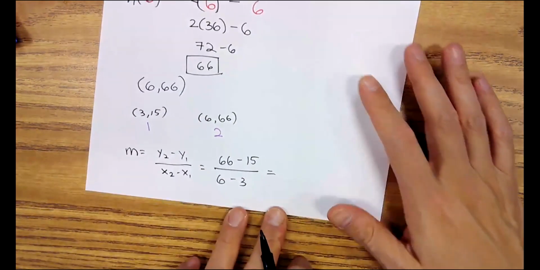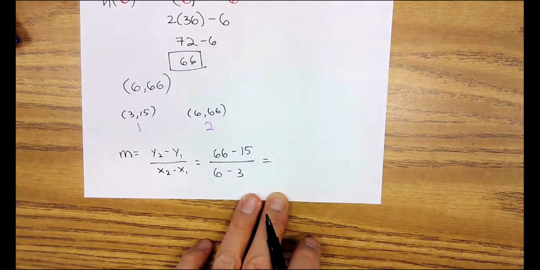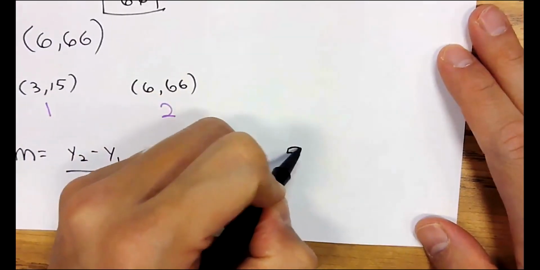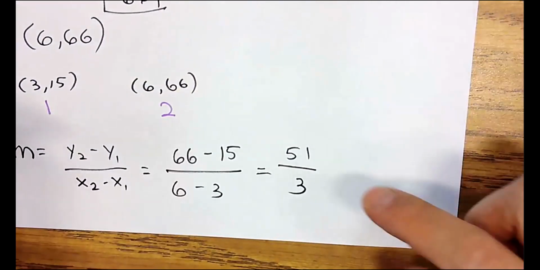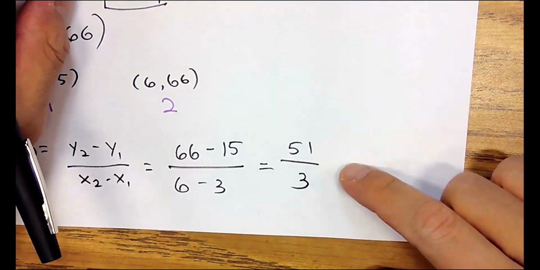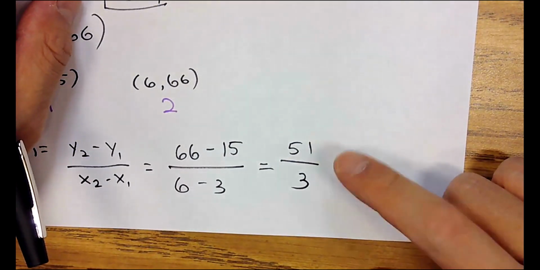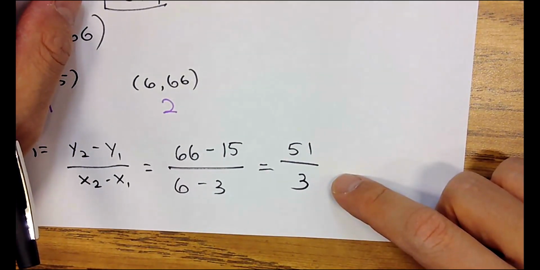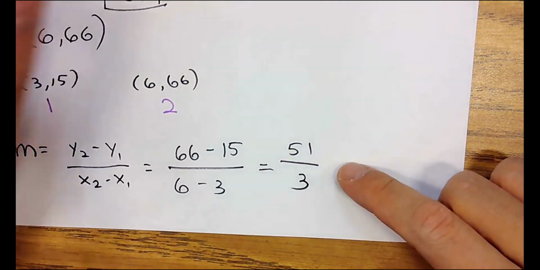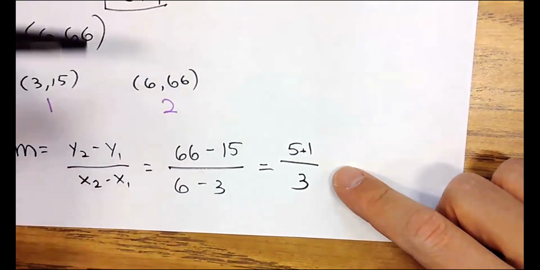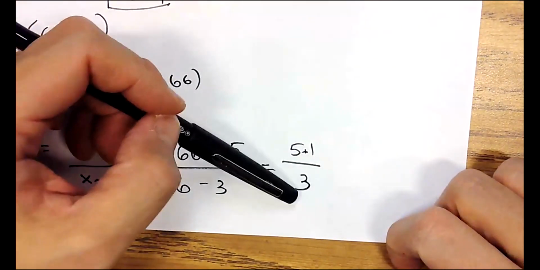So do this math really quick. 66 minus 15, 51 over 3. Does 51 go into 3 or does 3 go into 51? If you don't know, do you know the rule? Do you know the rule of divisibility of 3s? If you add 5 plus 1, what is that? 6. Does 6 go into 3? Therefore, this big number goes into 3.